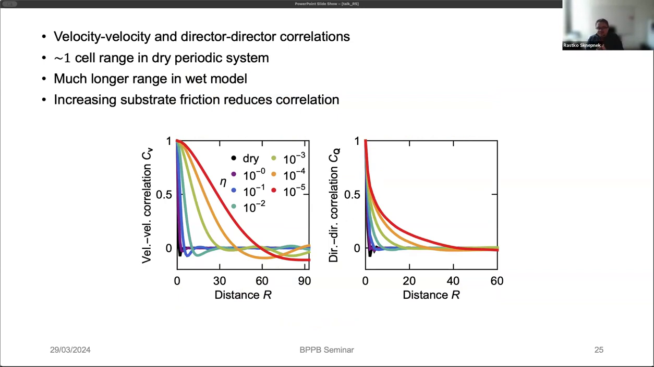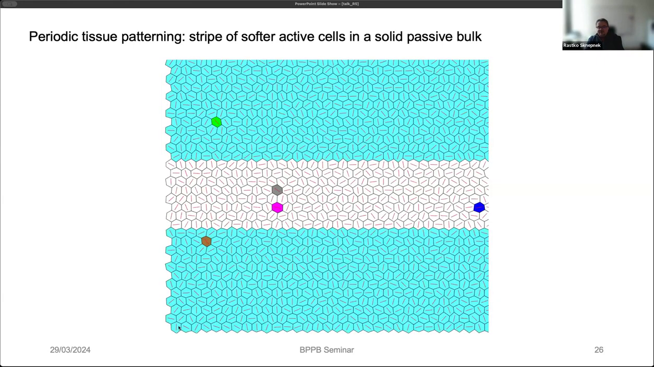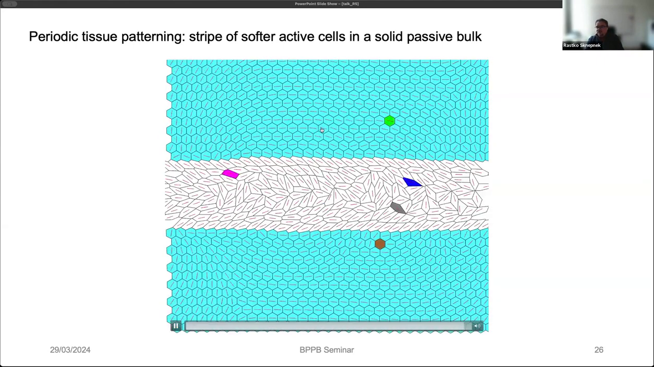Well, it turns out that the velocity correlation between different cells is heavily dependent on the friction and on the presence of this relative motion of the cells versus friction with the substrate. If you get rid of the friction with the substrate, you see that cells correlate their velocity over much larger distances. And now you can ask, what happens if I embed such an active system into a passive tissue?